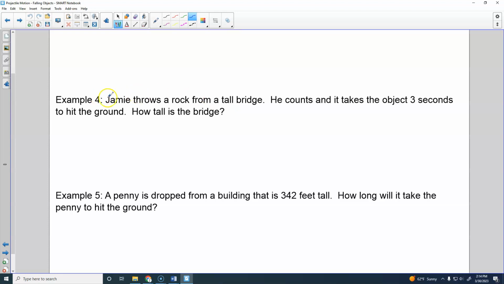Okay. All right. Jamie throws a rock from a tall bridge. He counts and it takes the object 3 seconds to hit the ground. How tall is the bridge? So this time, again like number 3, we don't know how tall the bridge is. I'm going to use a fancy variable here. I'm going to say that h of t, we used that yesterday, that's not the fancy variable, equals h sub 0 minus 16t squared. Okay, now that is a fancy variable.